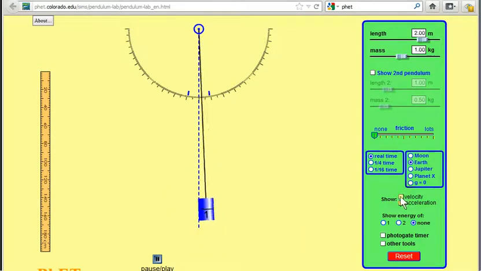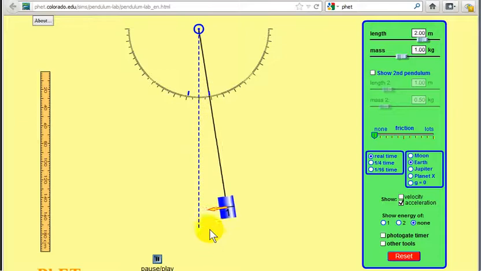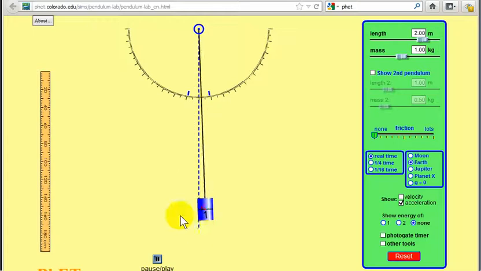Let's look at the acceleration. Now, the acceleration basically gives us the resultant force on this mass. The acceleration is not always along the path of the mass. You can see sometimes it's pointing towards the center. So the acceleration is just the resultant force divided by the mass. So the resultant force will be in the same direction as the acceleration. So by looking at this, we can also see the resultant force on the mass.